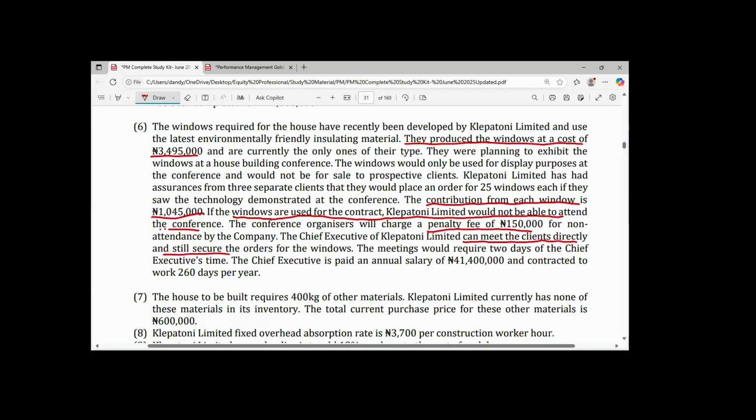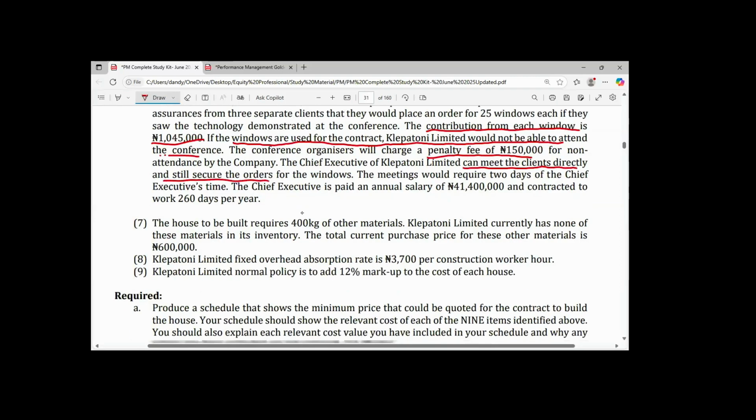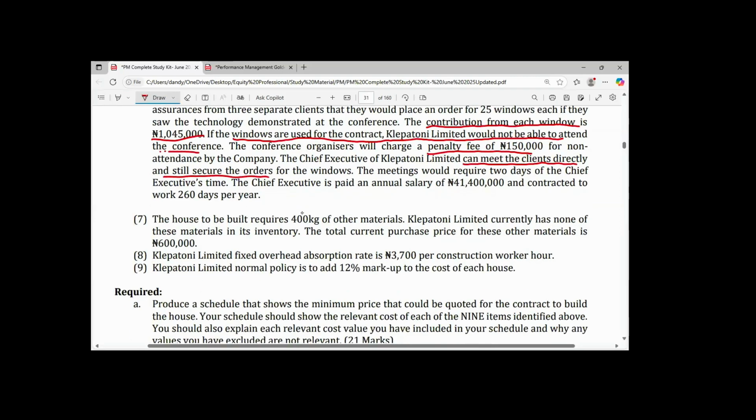The house to be built requires 400 kg of other materials. Clepatonic Limited currently has none of this material in its inventory. The total current purchase price for these other materials is 600,000. 8. Clepatonic Limited's fixed overhead absorption rate is 3,700 naira per construction worker hour. 9. Clepatonic Limited's normal policy is to add a 12% markup to the cost of each house required.